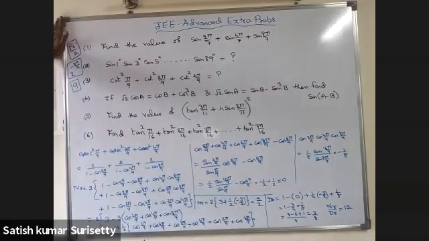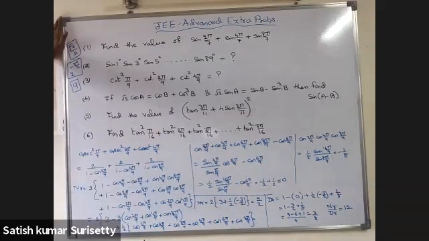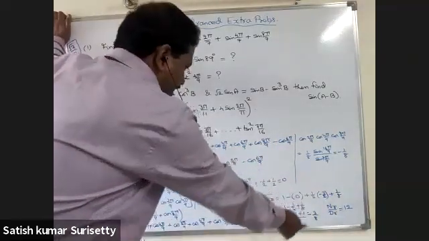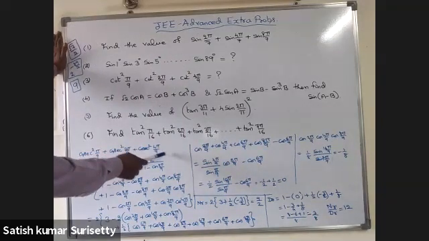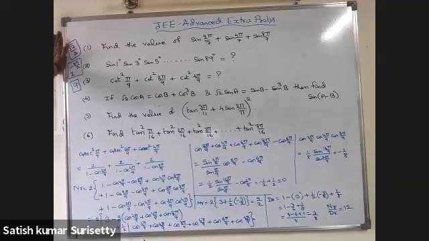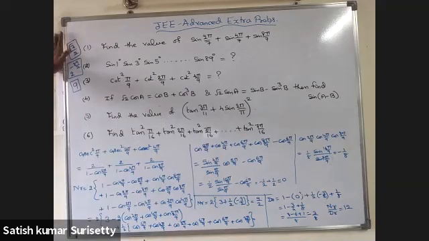Now the denominator is 1 minus cos 2 pi by 9, 1 minus cos 4 pi by 9, 1 minus cos 8 pi by 9. So if you expand and simplify, the value will become 3 by 8. So cosecant square pi by 9 plus cosecant square 2 pi by 9 plus cosecant square 4 pi by 9 equal to 12. So cos square pi by 9 plus cos square 2 pi by 9 plus cos square 4 pi by 9 becomes 9.